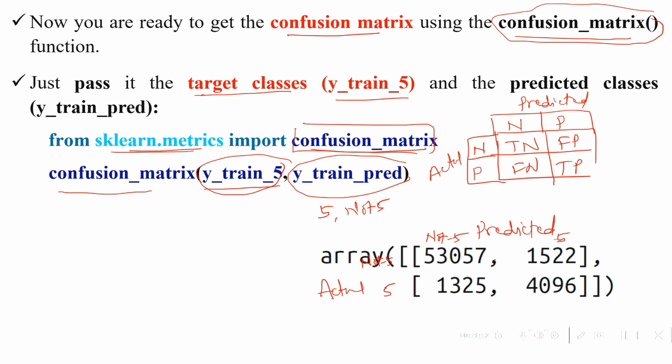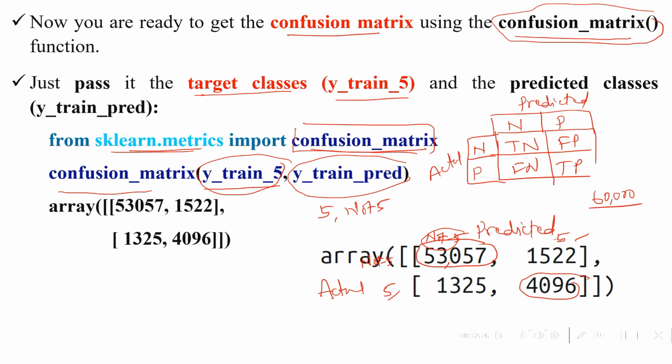The total number of digits is 60,000 images. Among the 60,000 images, say 53,000 handwritten digits belong to the not 5 class and our model correctly classified them as not 5. Out of all the actual 5 classes, 4,096 handwritten digits are correctly classified as 5. Now from this we are going to get the confusion matrix.